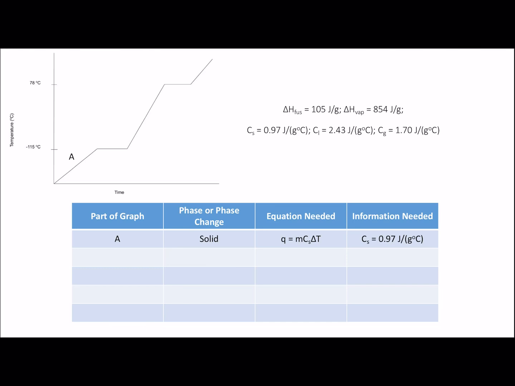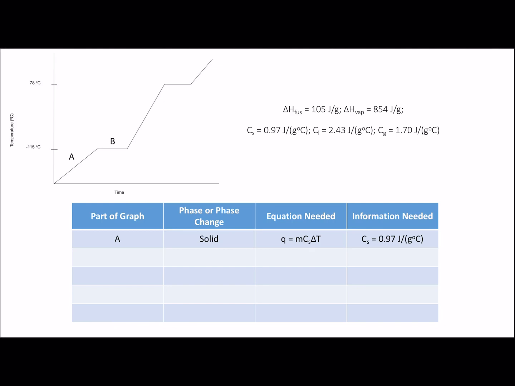To do the calculations of how much heat, we need to use Q equals mc delta T. And remember, m is the mass of the sample, c is the specific heat. In this case, it's C sub S, meaning we need the solid specific heat. And delta T is the change in temperature: what are we starting at and where are we going? So again, the needed information is the specific heat of the solid, or C sub S, and they give it to us next.